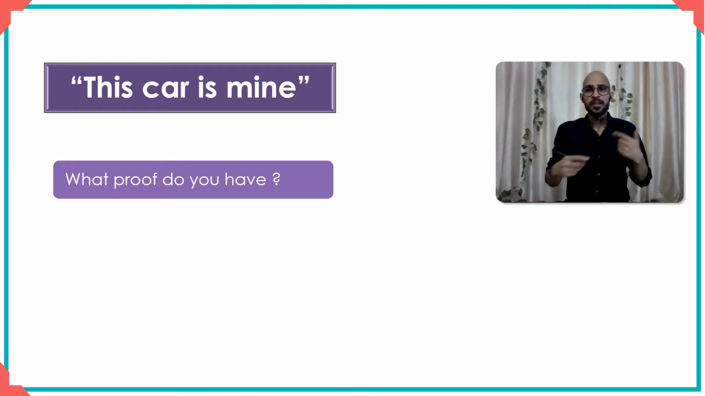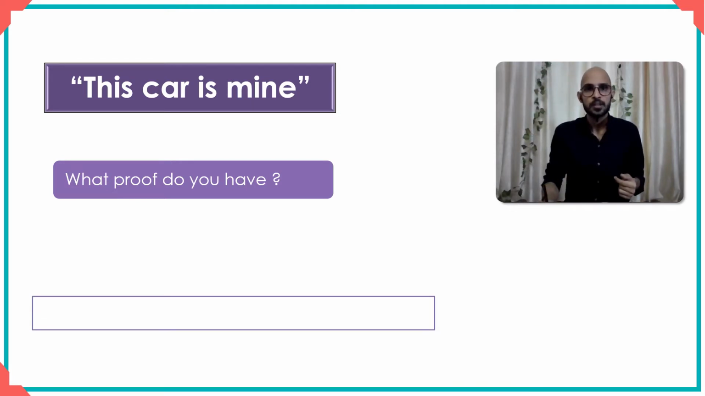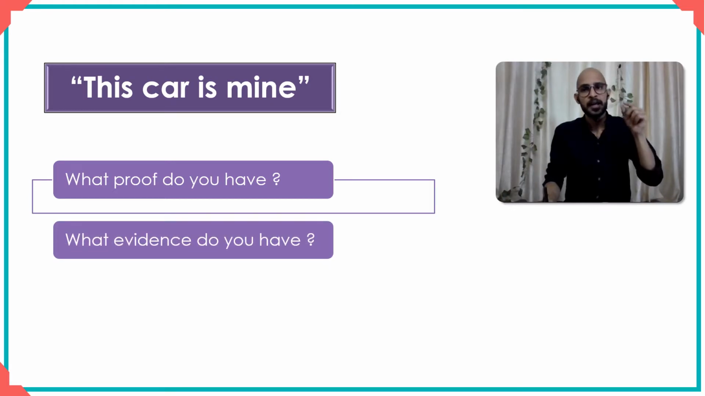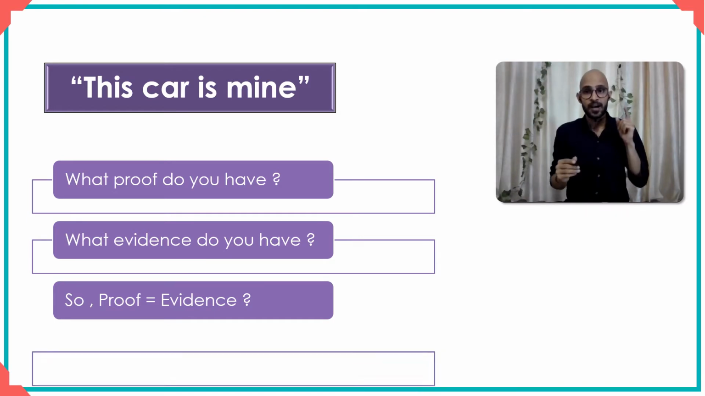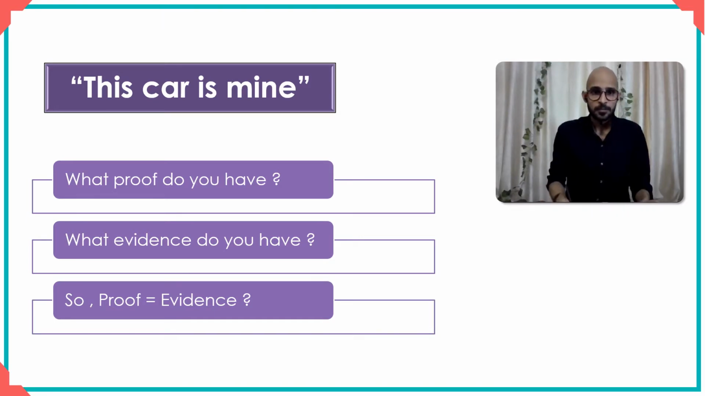Now, if he had asked the question differently, what evidence do you have that this car is yours? Then again you would have done the same thing. You would have shown him the photograph, or you would have shown him the RC. Does that mean that proof is the same as evidence? Because when you were asked what proof do you have, you showed the same thing. When you were asked what evidence do you have, again you said the same thing. So does that mean that proof is equal to evidence? Take a moment to think about it.